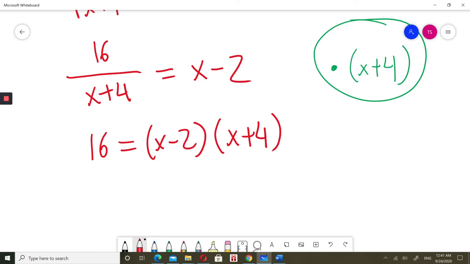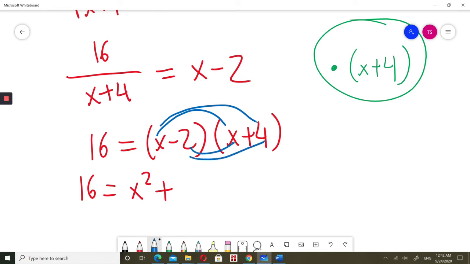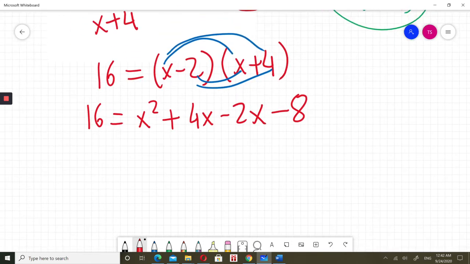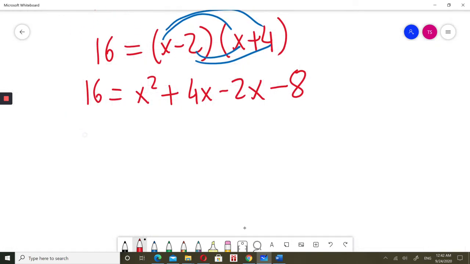So 16, I will do it very slowly. 16 equals, FOIL method very slowly: this times this, this times this, this times this, this times this. So x squared plus 4x minus 2x minus 8. So we have 16 is equal to x squared. I'll simplify like terms, so I'll write plus 2x minus 8.